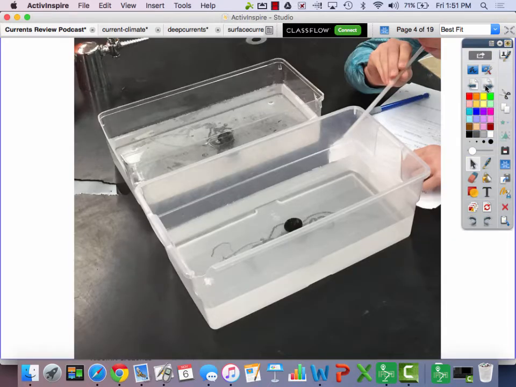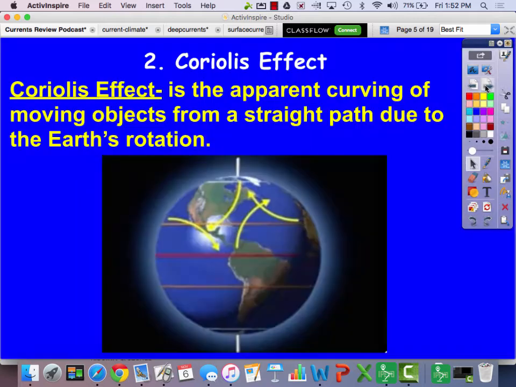So if you remember from our lab this week, the aluminum ball that was floating at the top of the water, when blowing in the straw, you were able to move that aluminum ball around, representing the surface current and how the wind blows the surface current around.